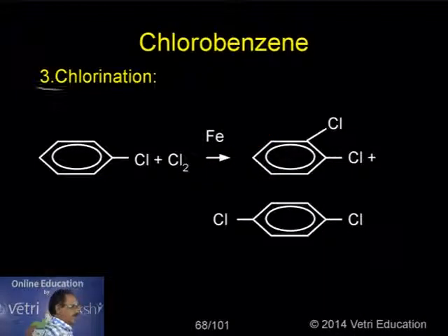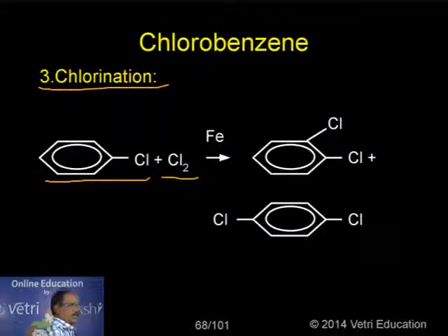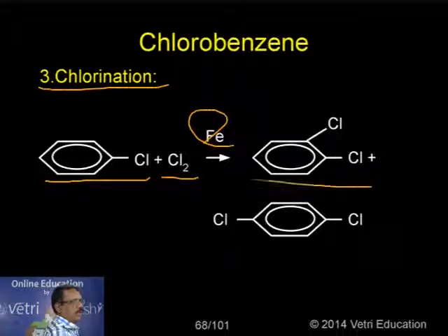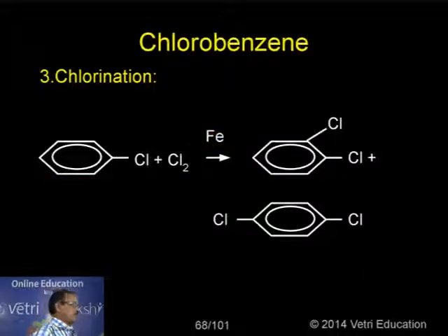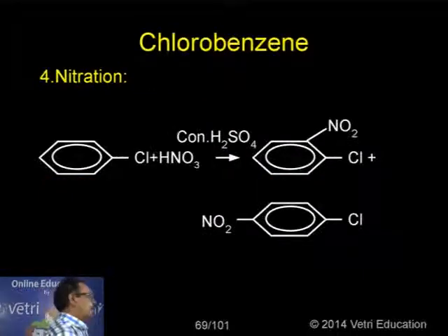Coming to chlorination. Chlorobenzene reacts with chlorine in the presence of iron to produce ortho-dichlorobenzene and para-dichlorobenzene products, that is 1,2-dichlorobenzene and 1,4-dichlorobenzene. So this is another interesting reaction under chlorination.